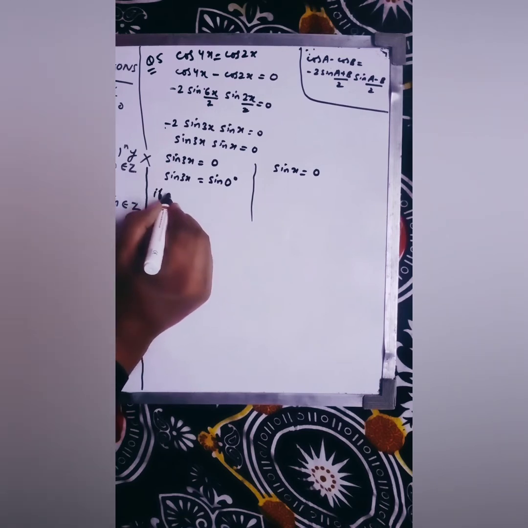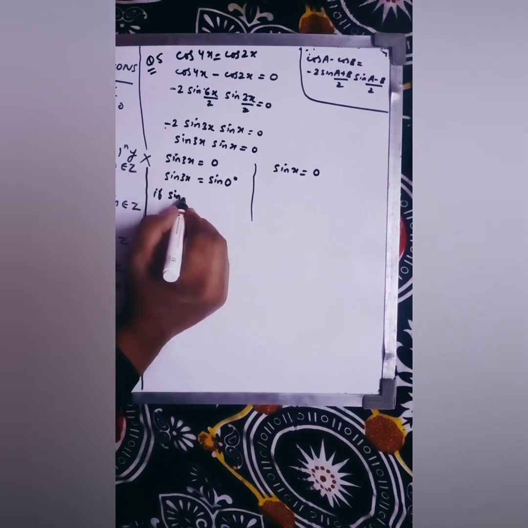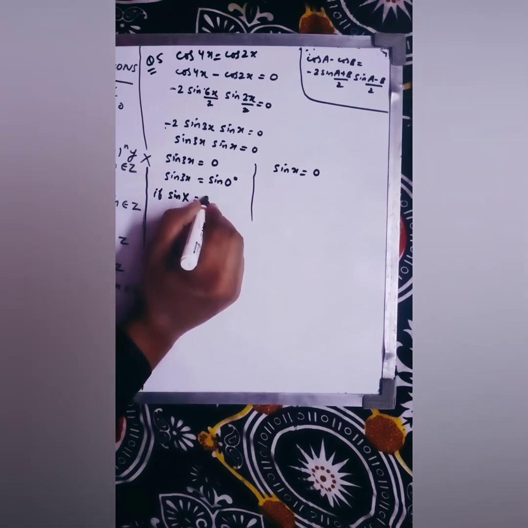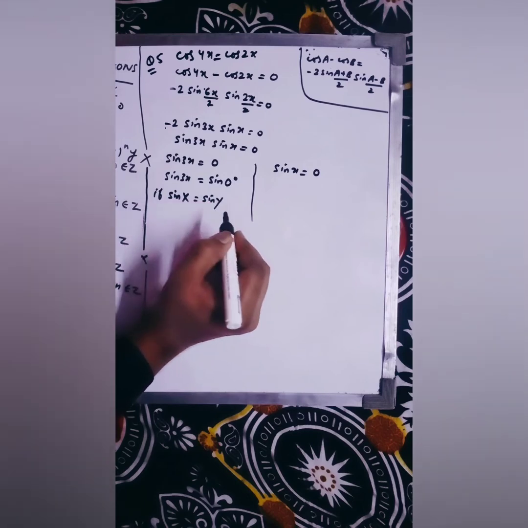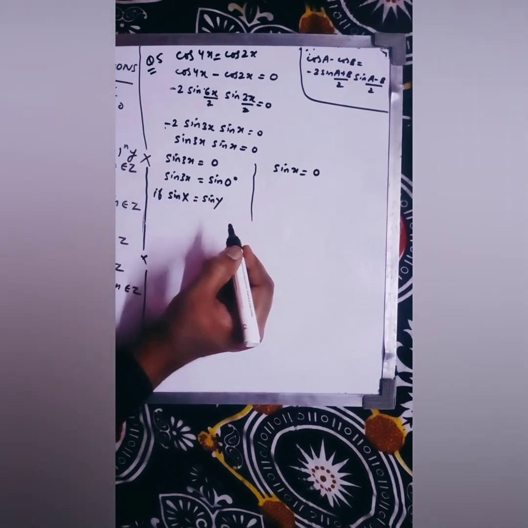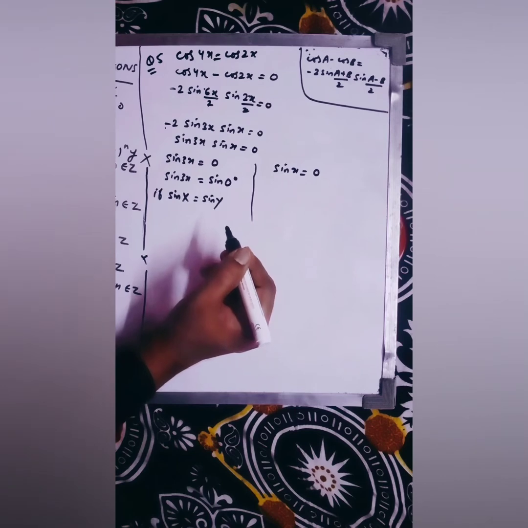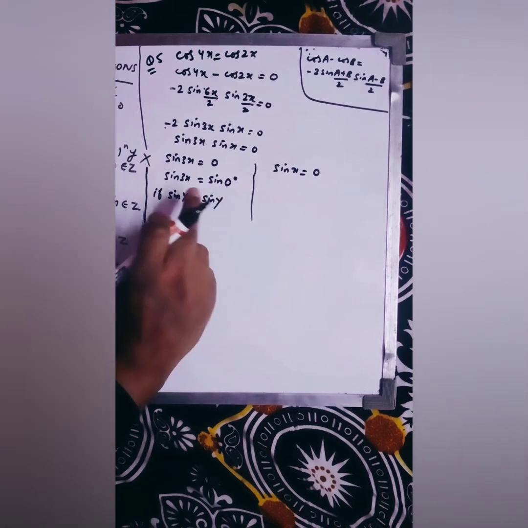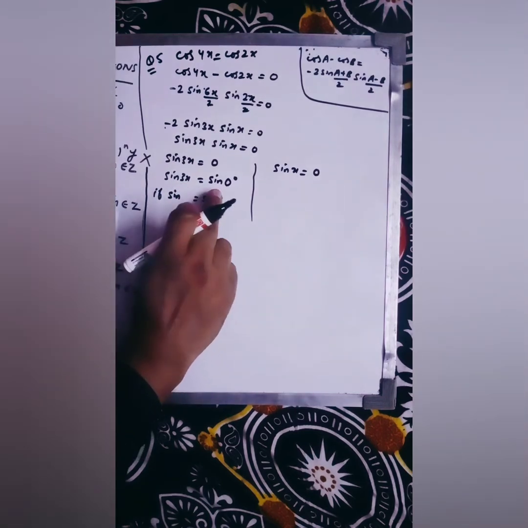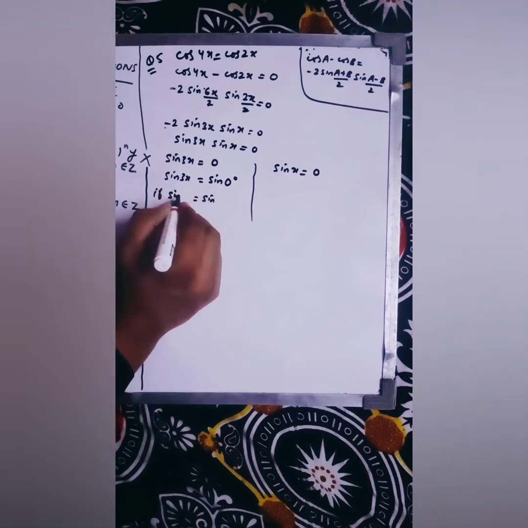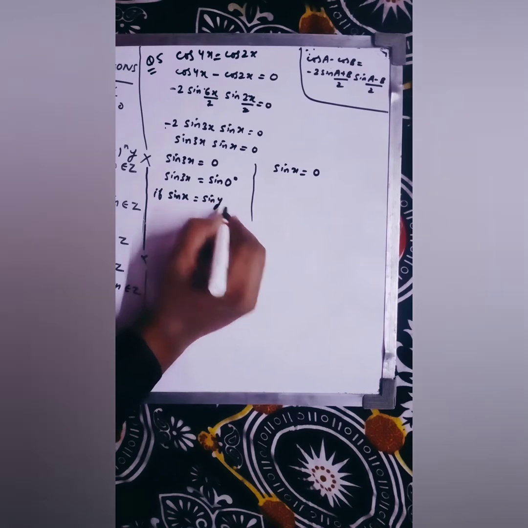If sine x, I'm taking the capital X because this x is coming in this question, so that's why I'm writing this. Sine x is equals to sine y. Just wait. We can take a smaller value also. So I'm writing this x here, and here I'm writing the smaller value.